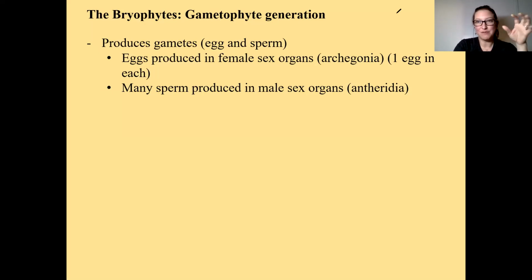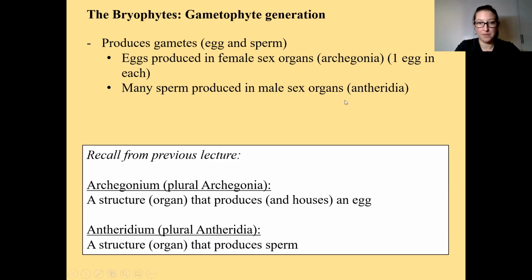So it's in the name. Thanks, Latin and Greek roots. So we know that this plant is a gametophyte plant, and we know it produces egg and sperm. It says so on the slide. And we learned last time that the eggs are made in female sex organs, archegonia, and there's going to be one egg in each archegonium, which is the singular. And the sperm is going to be produced in the male sex organs, antheridia, or singular antheridium, right?